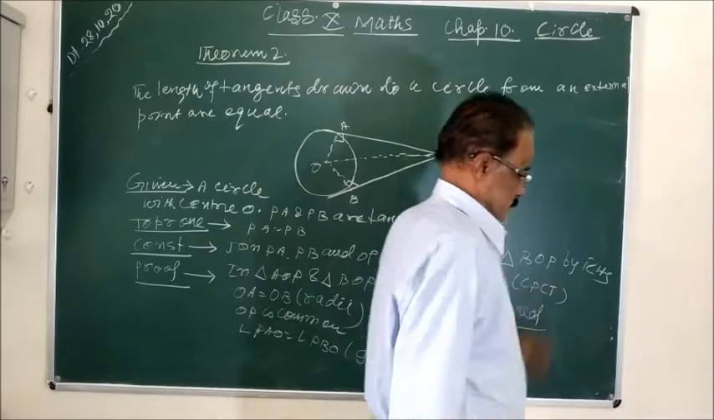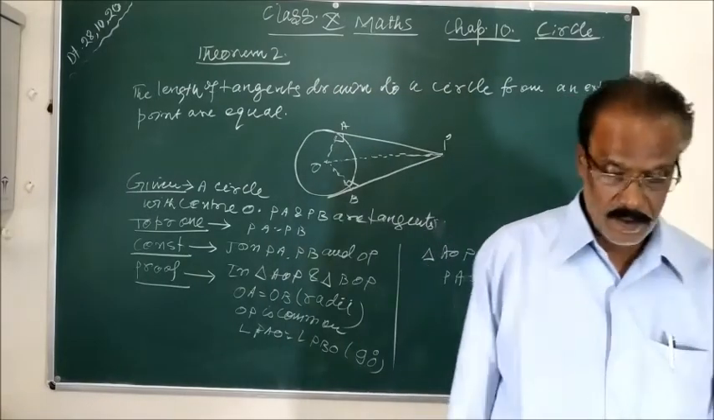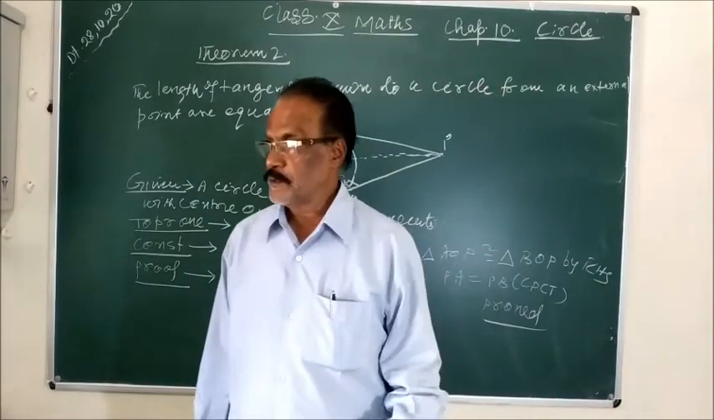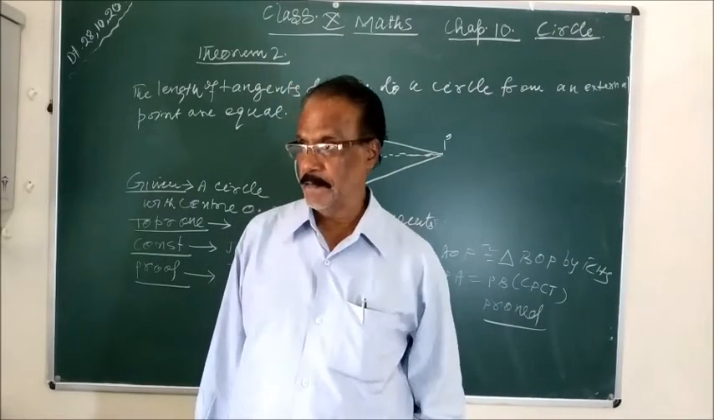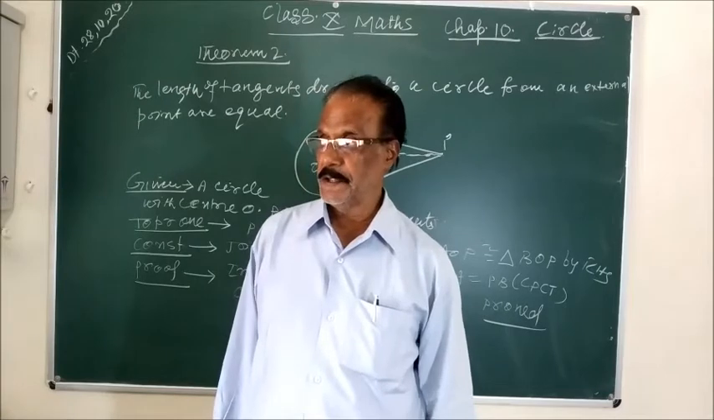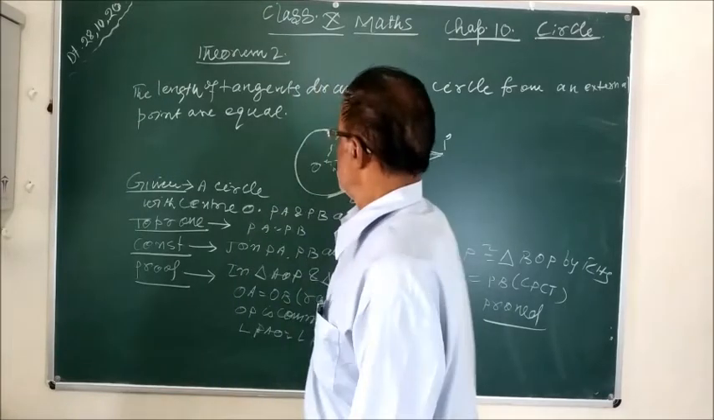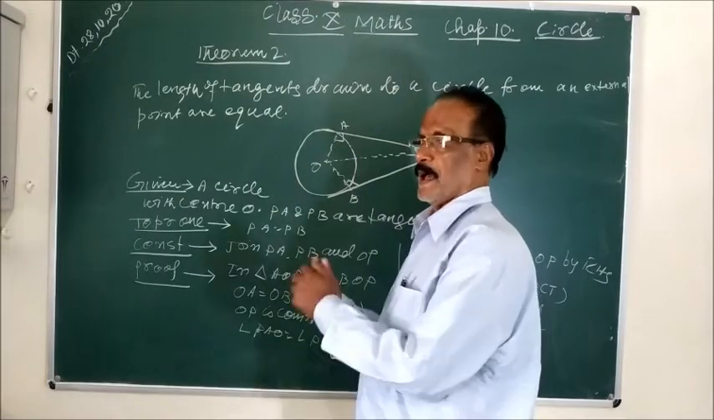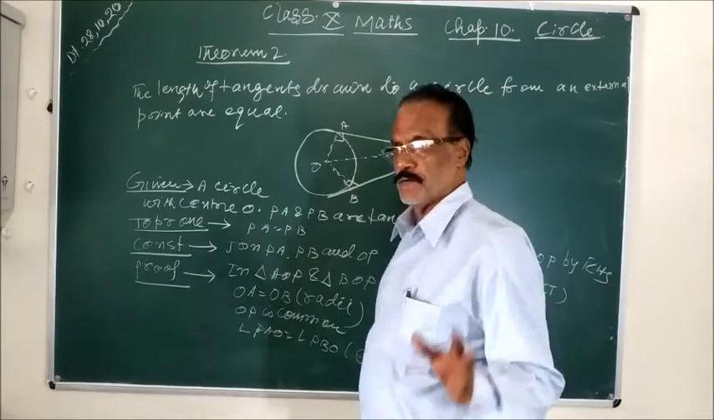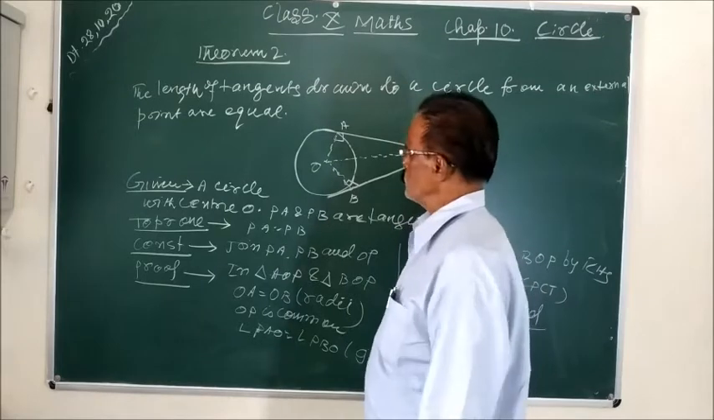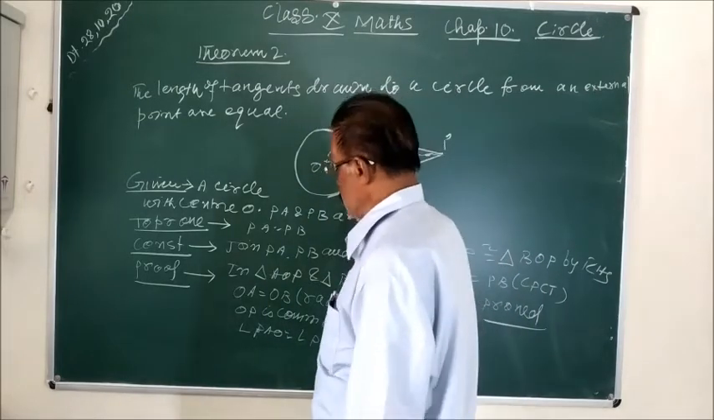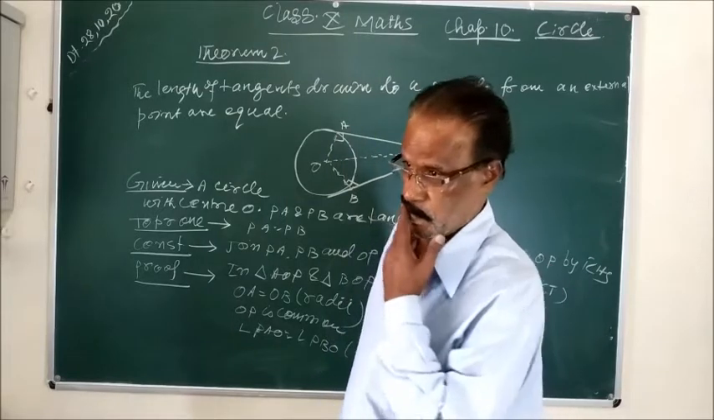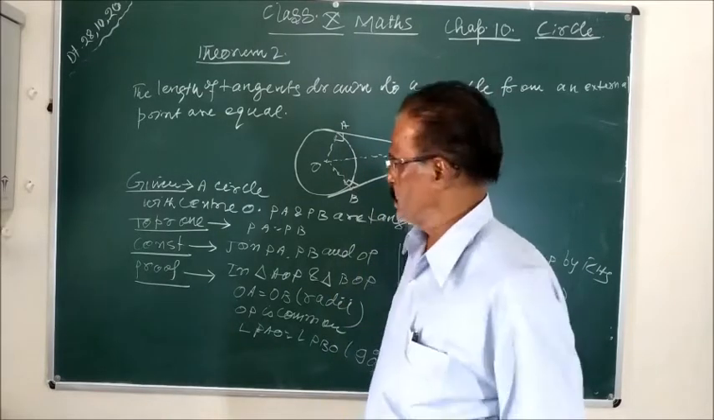Circle, the chapter I have already started, and there are two theorems. One theorem I have explained in the previous period. Today I am going to explain another theorem. This is the last theorem, only two theorems in this chapter. And after the theorem, you will solve the question 10.1 and 10.2. That's all in this chapter.